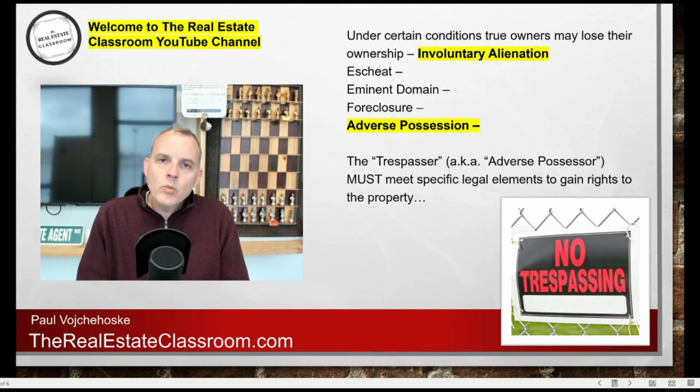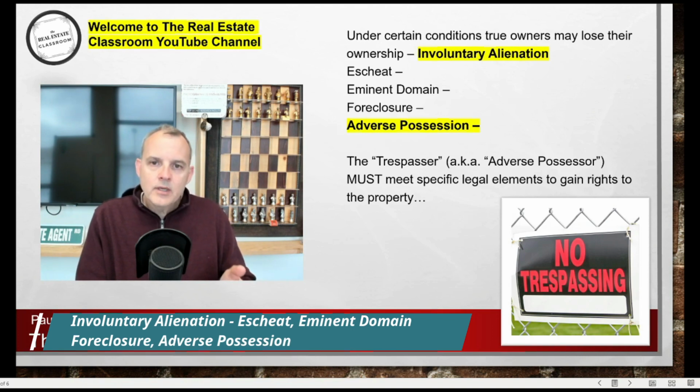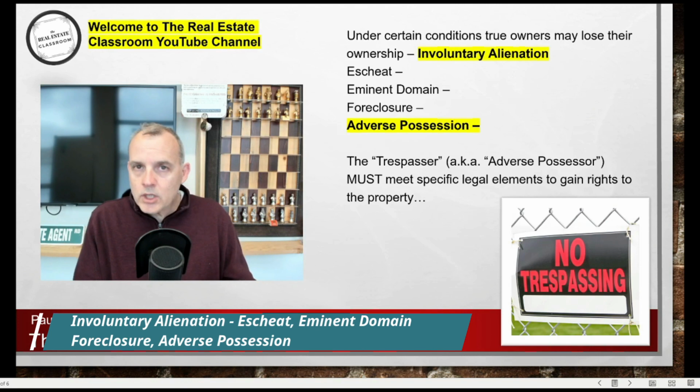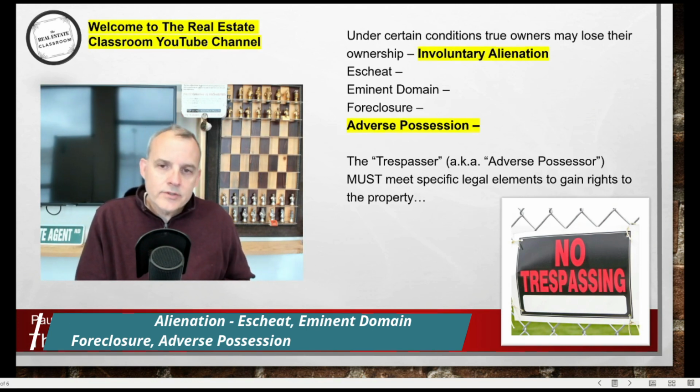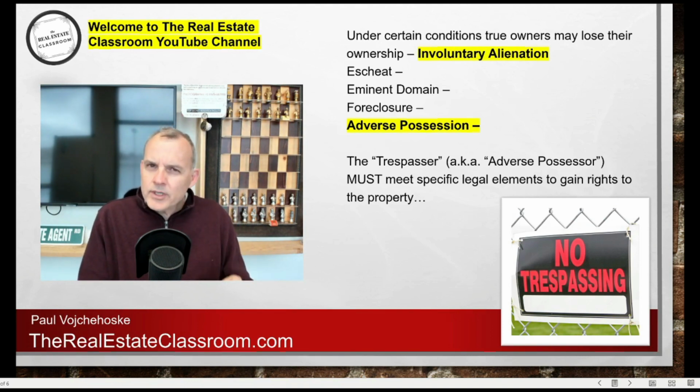There are four ways that we see involuntary alienation. Number one is escheat. Number two is eminent domain. Number three is foreclosure. And then the fourth one is adverse possession. Now, I have talked about each and every one of these in previous videos, but in today's video, I'm going to focus and go really deep into the concept of adverse possession.